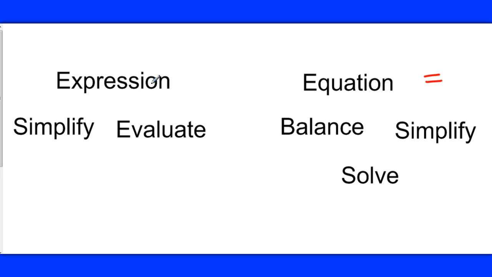The other difference is, what can you do with them? With an expression, you can simplify it by combining like terms, doing the distributive property, things like that. You can also evaluate it. If you have variables in an expression, you can evaluate it given certain values for the variable. With an equation, you have a balance going on. You can simplify them, but then you can also solve. You cannot solve an expression. You can solve an equation. So let's talk about this then.